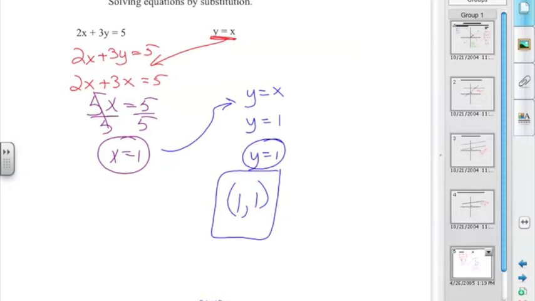You don't have to decide if one line is up or off or whatever. It's exactly the solution where those two lines cross each other, unlike the first example we did where it wasn't quite exact.